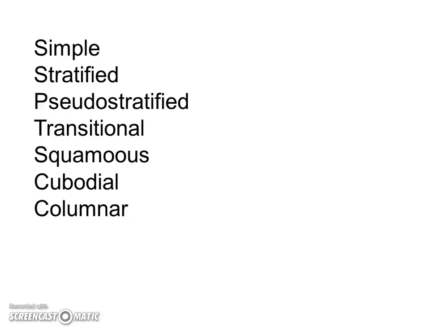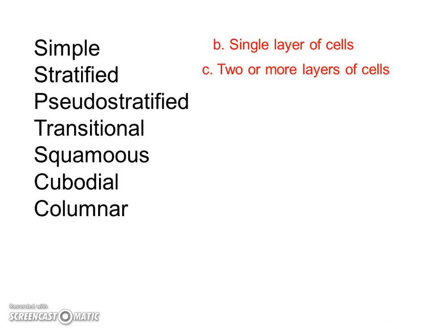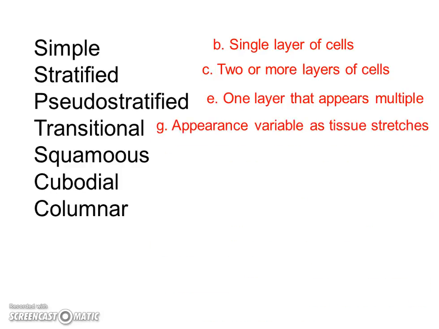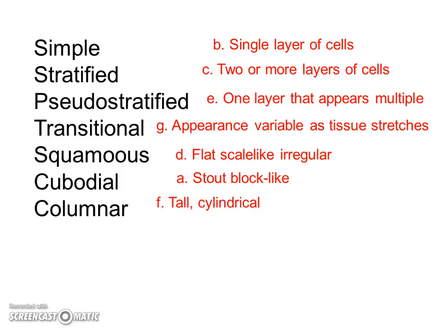So let's review the words used to describe epithelia. Simple, which one does that match? B, single layer of cells. Stratified, C, 2 or more layers. Pseudostratified, E, one layer that appears multiple. Transitional, G, appearance is variable as the tissue stretches. Squamous: flat, scale-like, irregular cells. They're short and squatty. Cuboidal, tall as they are wide, so that would be A, block-like. And columnar are tall cylindrical cells. So these are the words that we use to describe epithelia.